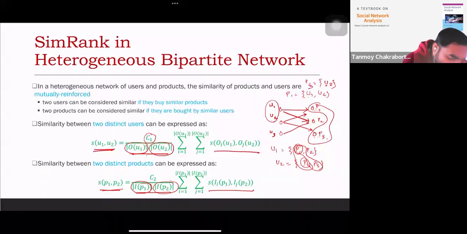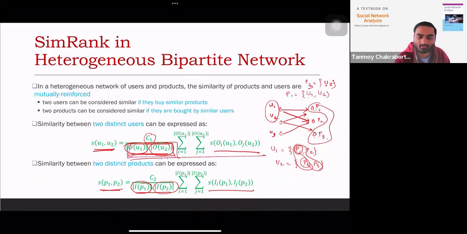Okay, because this is the maximum number of pairs of common neighbors that you can think of, right? This denominator ensures that the similarity would always range between 0 and 1. The maximum value of this would be this one.